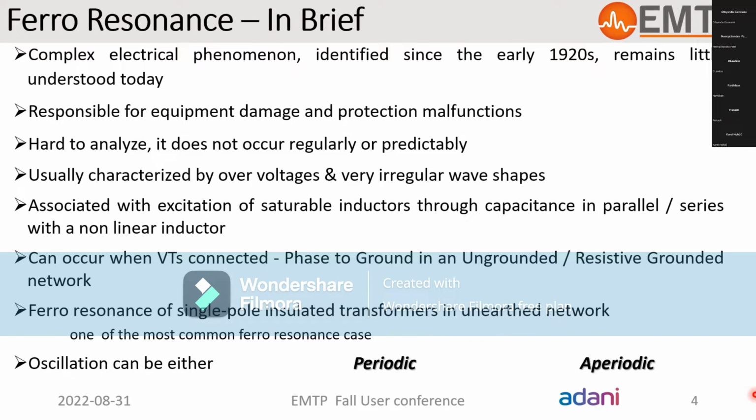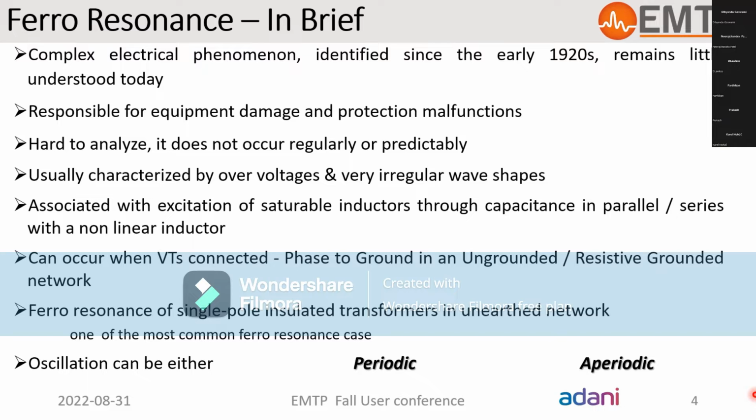So as we know, ferroresonance is a complex electrical phenomenon that, though identified since the early 1920s, still remains little understood even today. Ferroresonance has been known to be responsible for equipment damage and protection malfunction. It is hard to analyze in part because it doesn't occur regularly or predictably.